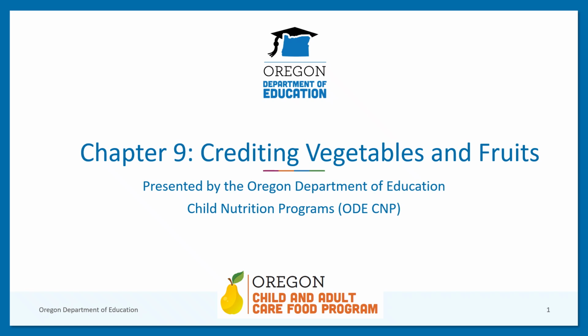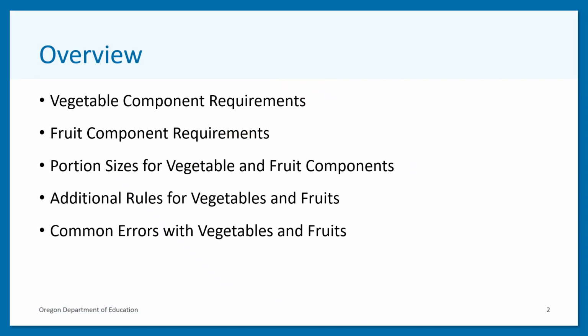This is Chapter 9 on crediting vegetables and fruits in the CE-CFP. This training is presented by the Oregon Department of Education Child Nutrition Programs. This training includes information on vegetable component requirements, fruit component requirements, portion sizes for vegetable and fruit components, additional rules for these two components, and common errors.